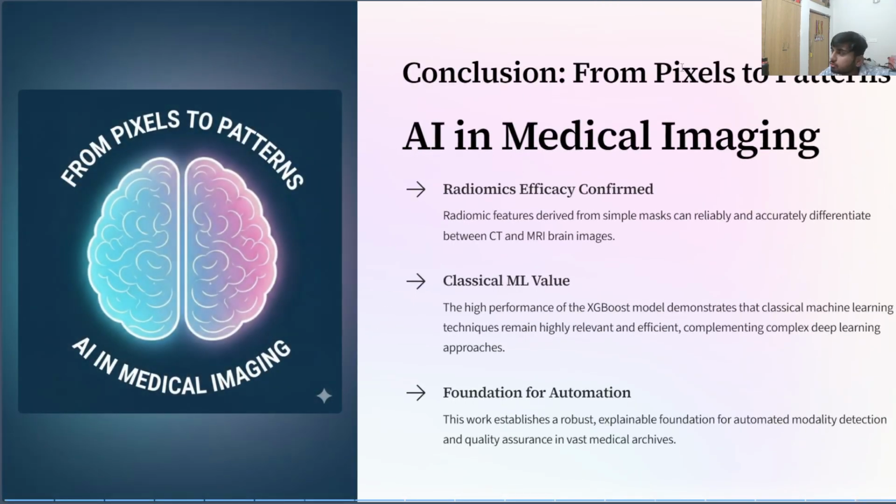Conclusion: from pixels to patterns, AI in medical imaging. Radiomics efficacy confirmed: radiomics features derived from simple masks can reliably and accurately differentiate CT and MRI. Classical ML remains valuable. The highly performant XGBoost model demonstrates that classical machine learning techniques remain highly relevant in complementing complex deep learning approaches. And this is the foundation for automation. This work establishes a robust, explainable foundation for automated modality detection and quality assurance in vast medical archives.